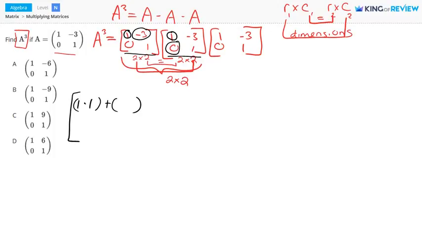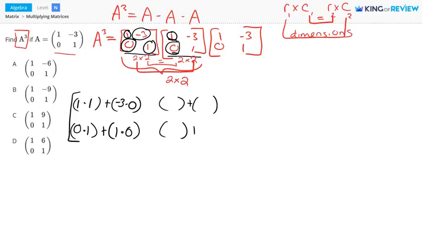So you can see that we're multiplying the corresponding entries in the first row of the first matrix and the first column of the second matrix, and we're adding them together. So this is how we calculate our first entry, and we're going to do the same thing for the second entry here. So we have 0 times 1 plus 1 times 0. And now for our second column. So I'm just setting up the entries here.